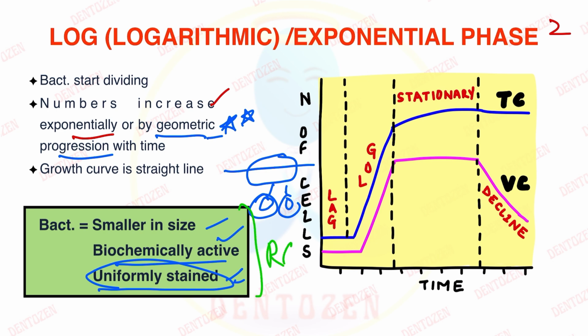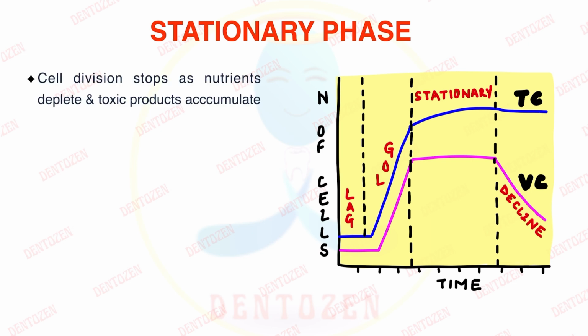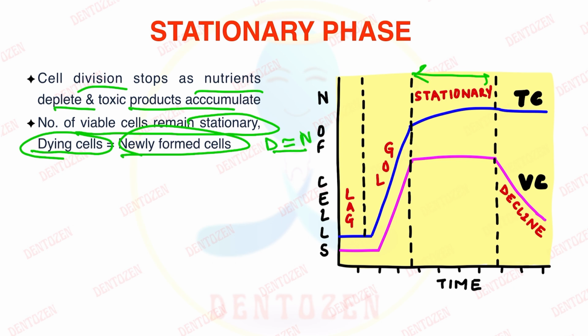Now comes the stationary phase. When they use so many nutrients, what will happen? Cell division will stop as the nutrients deplete and toxic products accumulate. So the number of living cells remains stationary. Why? Because an equilibrium is achieved between the number of dying cells and newly forming cells. The number of dying cells becomes equal to the number of newly forming cells, because of which the total number of living cells remains the same. So there is a straight line, as you can see here, for viable count. But if you look at the total count curve, it is still increasing a bit, because total count involves both living and dead bacteria. So the total count keeps rising.